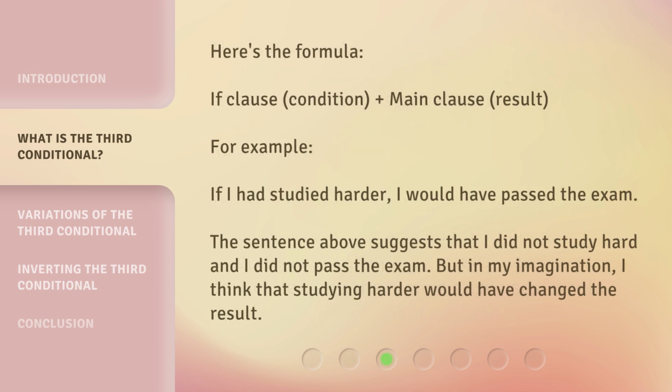Here's the formula. If clause, condition, plus main clause, result. For example, if I had studied harder, I would have passed the exam. The sentence above suggests that I did not study hard and I did not pass the exam. But in my imagination, I think that studying harder would have changed the result.